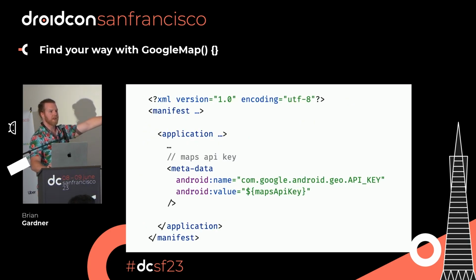Last thing you'll need is an API key. You can get that for free. Go on there, sign up, and you just get a developer token.